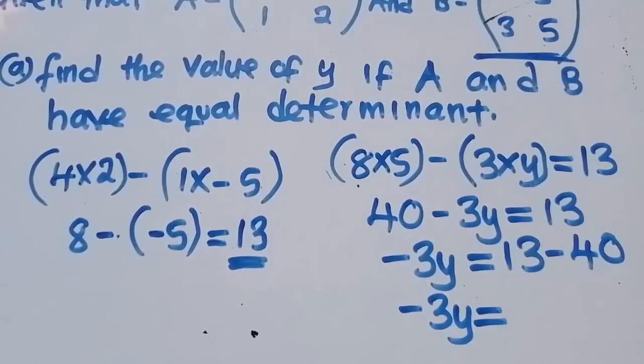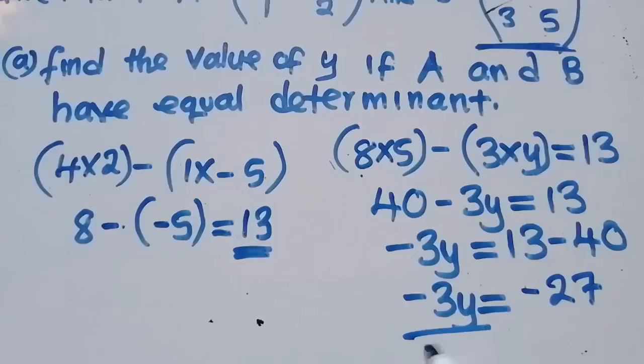So is equal to what? When you subtract there, what are you getting? So you can use a calculator. A calculator is allowed. This is paper 2. You are allowed to use a calculator. You get negative 27. Over what? Over negative 3.